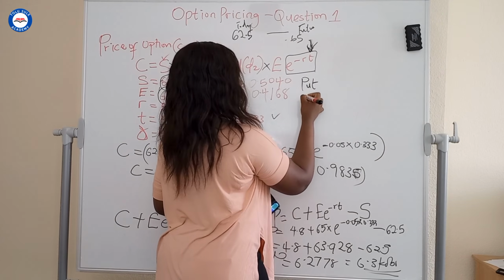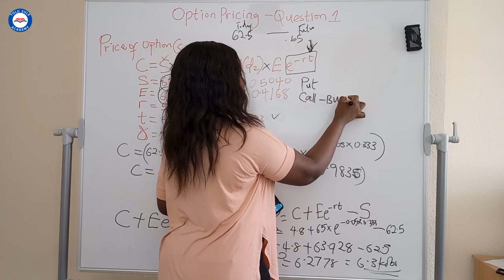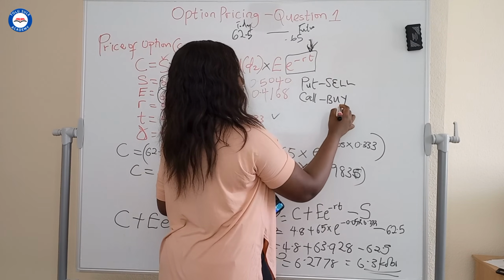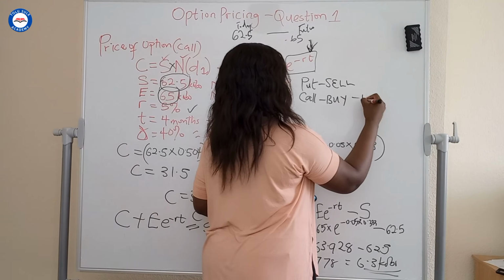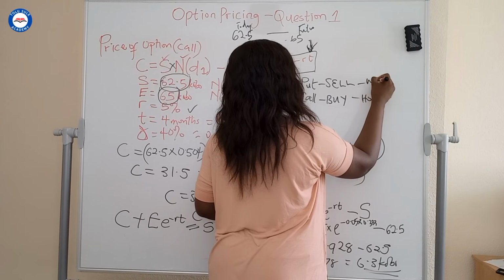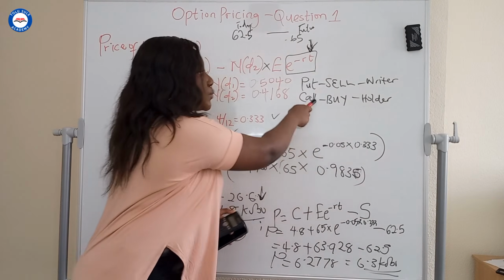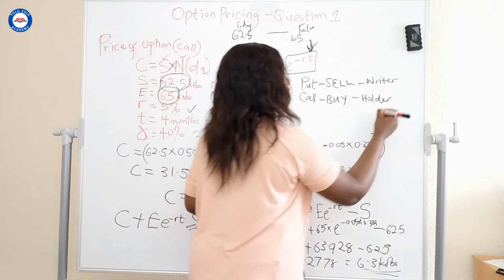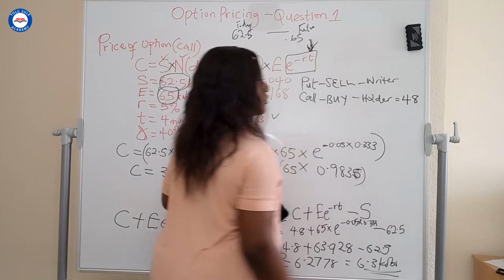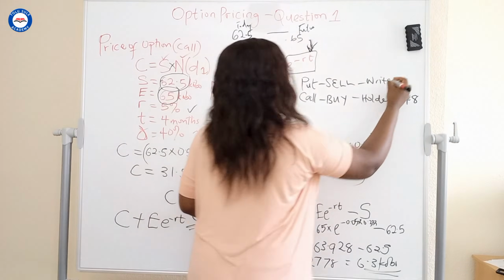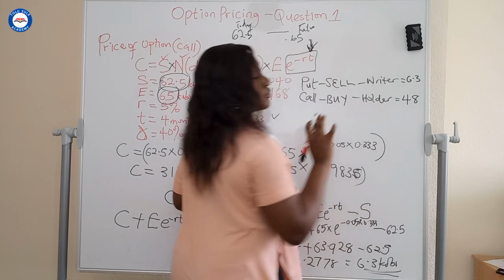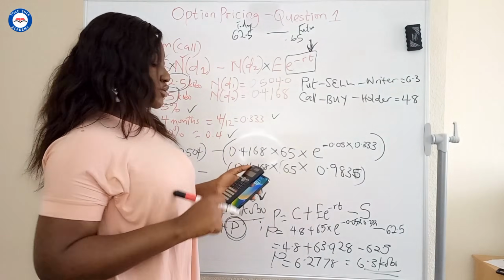Put, call, to buy, to sell. Right? So this person that is buying is the holder. This one that is selling is the writer. This one that wants to buy the shares has valued that option at a positive of 4.8 kobo. This one, on the other hand, sees it as a positive of 6.3 kobo. Everybody is fine, right? Should we solve another question now?